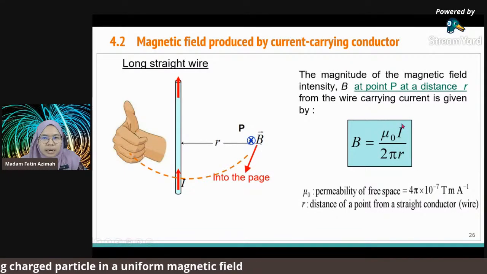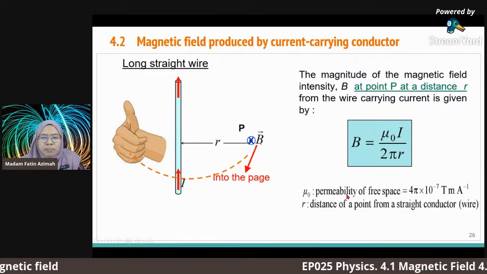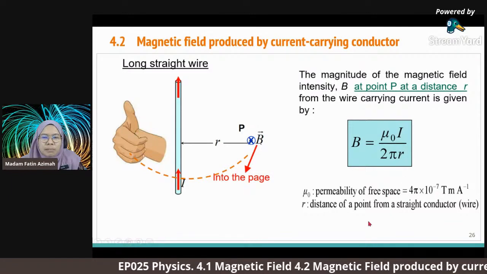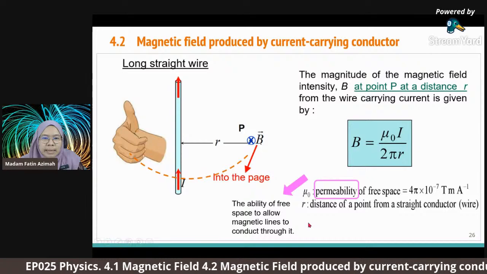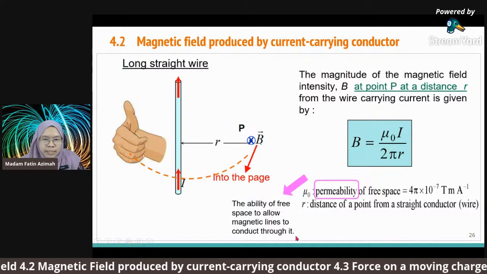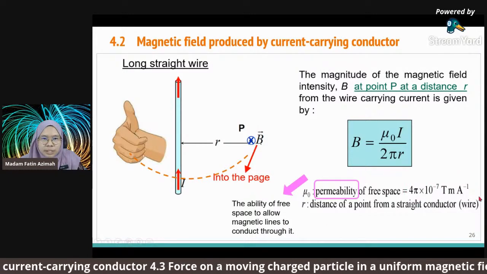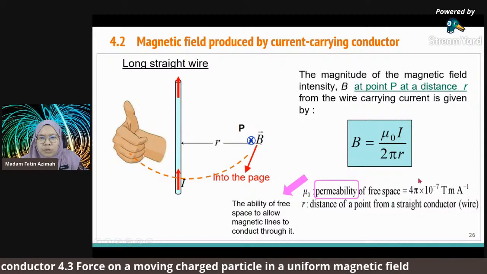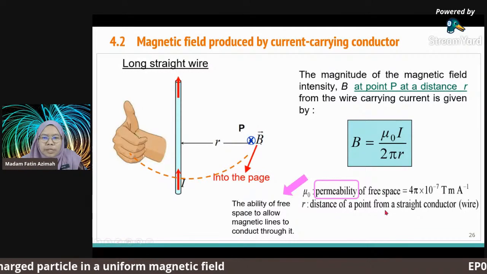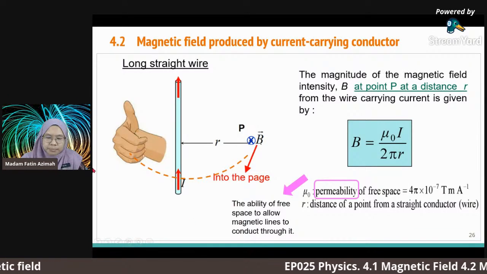Okay, where I is the current flowing through the conductor. Mu naught is the permeability of free space. This is a constant value. But what is permeability? It is the ability of free space to allow magnetic lines to conduct through it. So what matters is that you use this constant in your calculation. And r is the distance of a point from a straight conductor. So this is the distance.